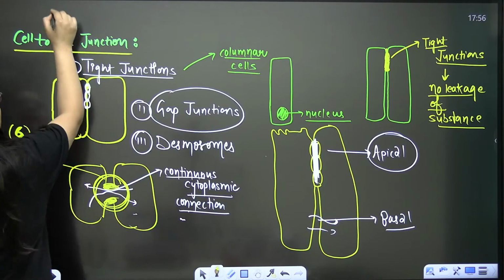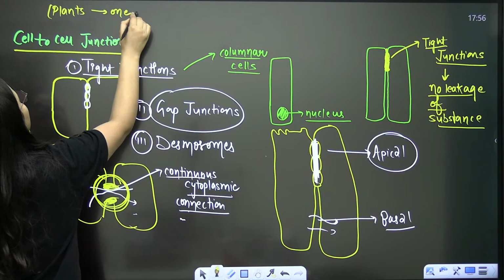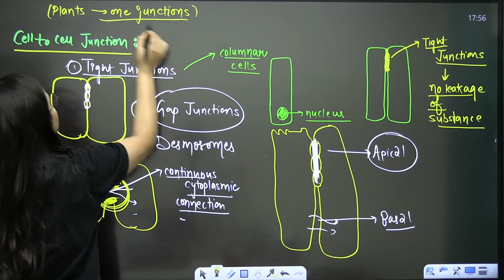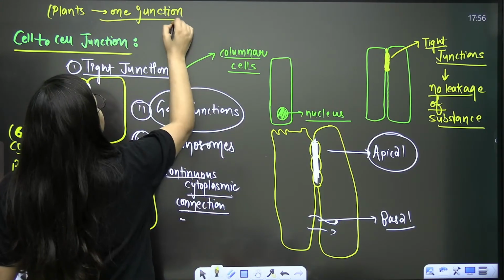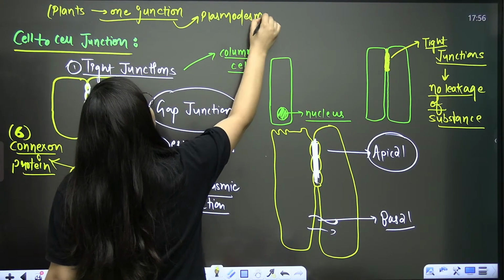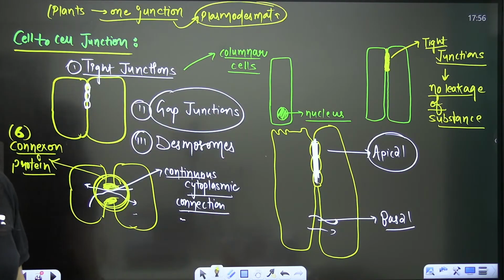But in the case of plants, we only talk about one junction. In plants, you will not see tight junctions or other junctions; you will only see one junction, and that junction is the plasmodesmata. Again, it is also a continuous cytoplasmic connection. Done? So the gap junction is there in the case of animals. Are you getting it?